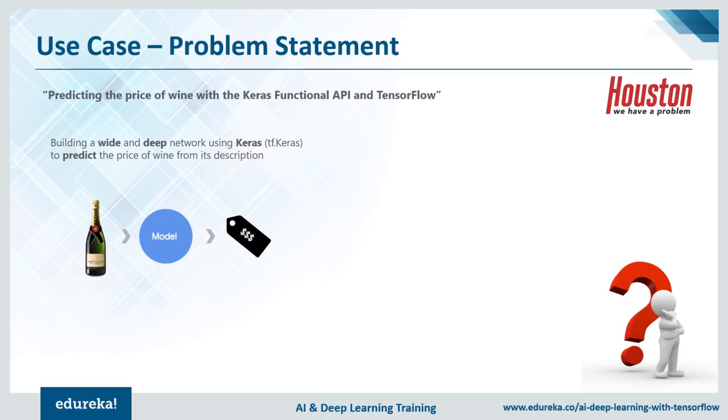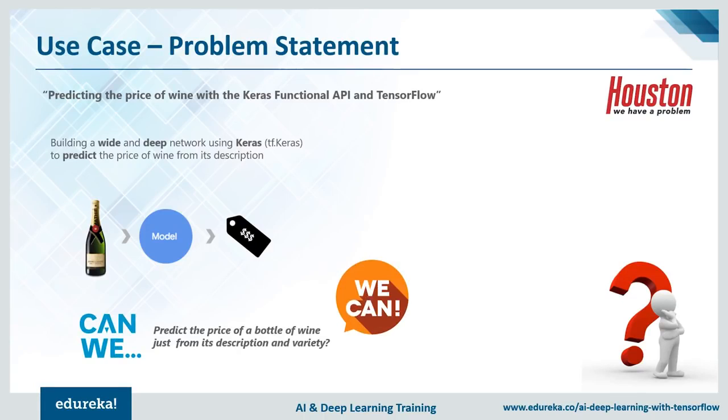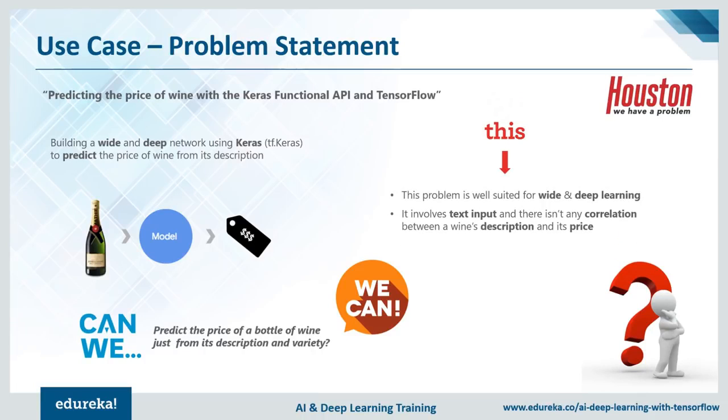We'll be building a wide and deep network using Keras to make predictions for us. Well, can we achieve this goal? Yes, we can. This is a problem statement suited for wide and deep learning networks, as I mentioned. It involves textual input, and there isn't any correlation between the wine's description and its price. This is what makes it fun in my opinion, guys.